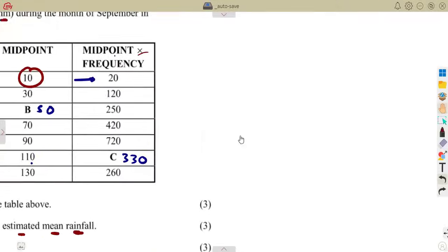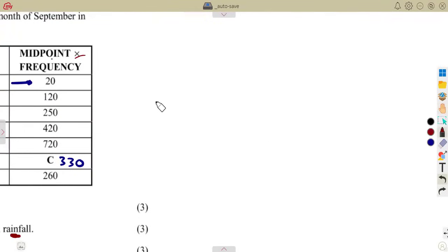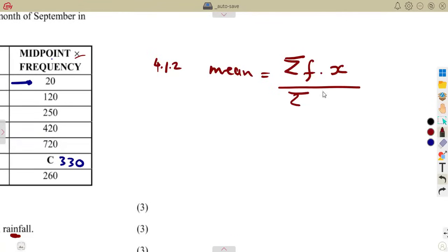Where you calculate the mean. How do you calculate the mean under the grouped data? Remember that mean, in short, can be written like this, or let me just write in words, guys. Mean is equal to the sum of the product of frequency and the midpoint, over the sum, which is the total of the frequency.